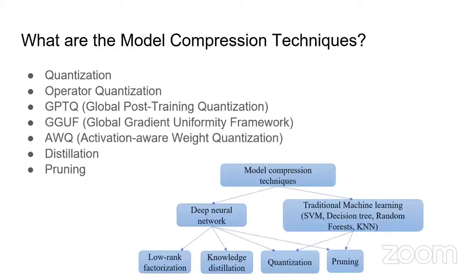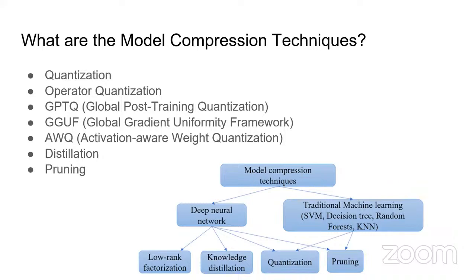Then, what are the model compression techniques? There are several. A few of them: first is quantization. In quantization, this reduces the precision of the model's weights and activations. It makes the model more lightweight and efficient. Then there is operator quantization, which is a specialized form of quantization, focusing on optimizing the specific operators within the model.